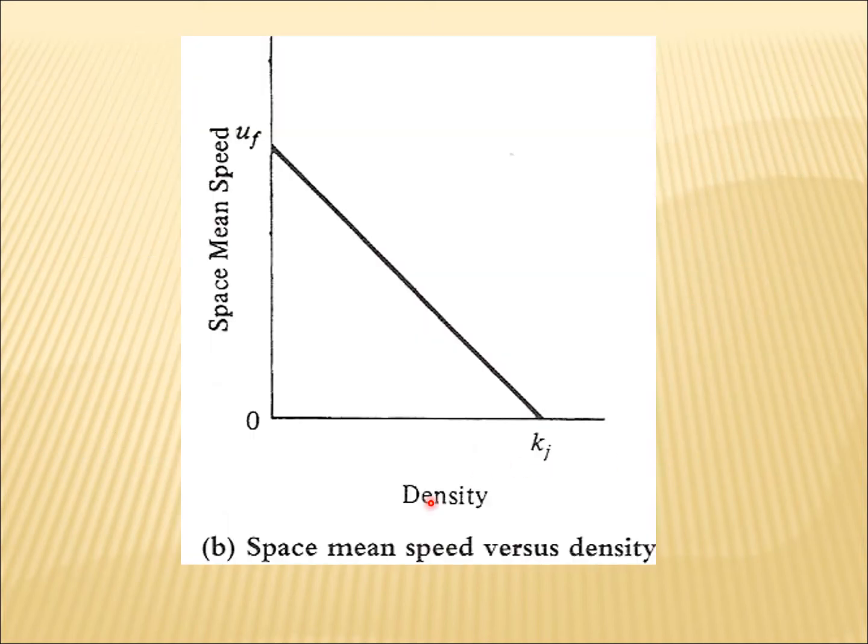So this one is the space mean speed versus density. Along the vertical axis we have the space mean speed, and you can see that when the density is zero you have the maximum space mean speed, but as the density increases, what is happening? The space mean speed is going to reduce. And over here, at the jam density, you can see the space mean speed has become equal to zero. So it's quite easy to understand.